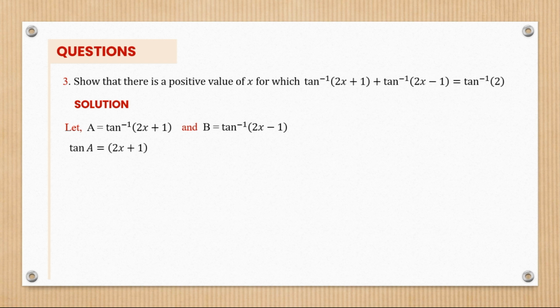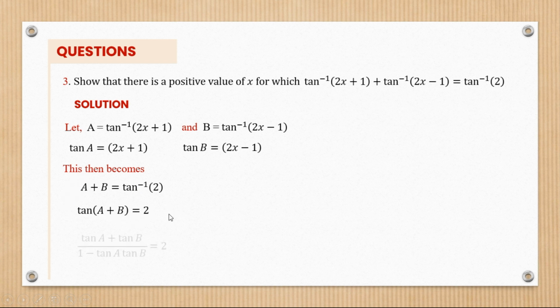So now what this means is that tan a shall be equal to 2x plus 1, and tan b shall be equal to 2x minus 1. So this then becomes a plus b being equal to tan inverse of 2. Now we can bring this tan to this side, so the tan inverse is brought over and we have tan of a plus b being equal to 2. Alright, so tan of a plus b shall be equal to tan a plus tan b over 1 minus tan a tan b, being equal to 2.